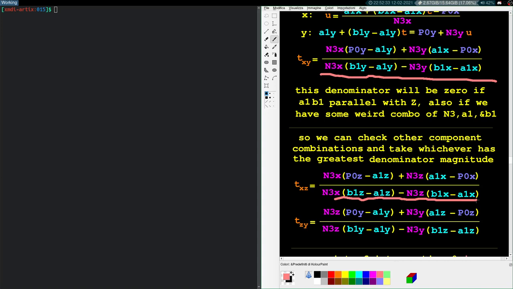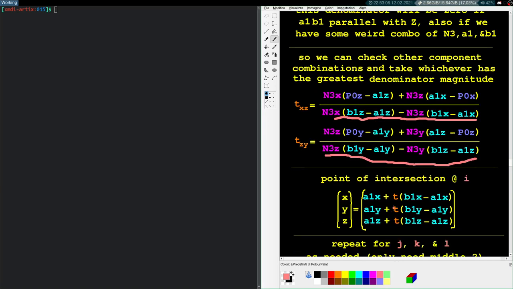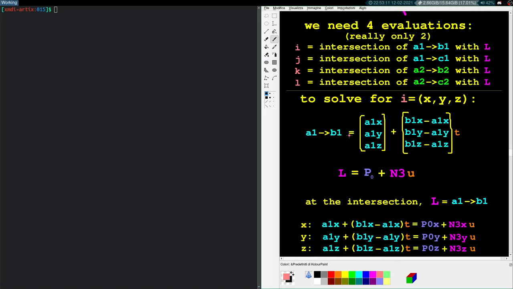If you pick the t equation with the greatest denominator magnitude, you will guarantee that you're not going to have a zero in the denominator, because zero is not a very high magnitude. And also, you'll have very good computational accuracy, because you want a large denominator when you do divisions, since that gives you more accurate results in general. So you'll first evaluate the denominators: denominator xy, denominator xz, denominator zy, and see which is largest. Then for whichever is largest, you'll evaluate the numerator and the total expression for t. And once you have t, you're basically done, because you can solve for point I at x, y, and z from the original equation that we had here.